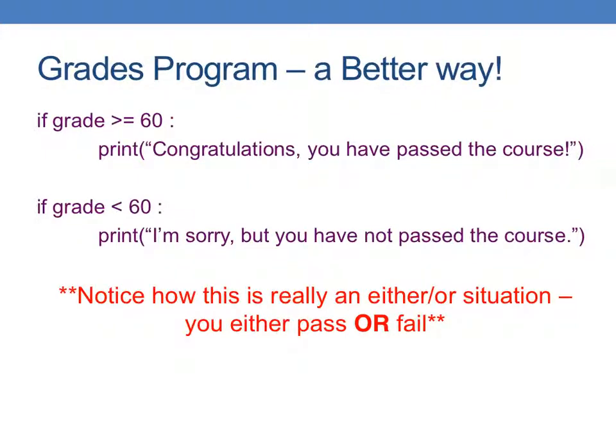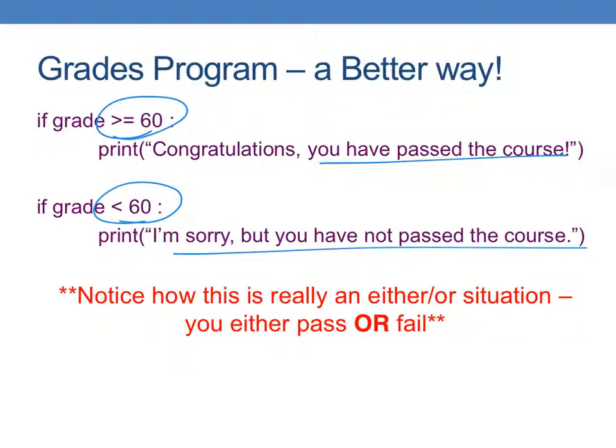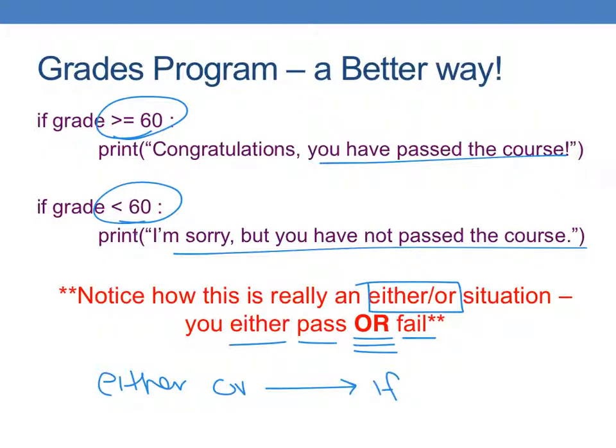So this is the grades program that we already wrote, and while this is functional code, it's really not the best. If you notice here, we have something printing you passed, and something very similar printing that you did not pass. So this is really an either-or situation. You either pass or you fail. If we have an either-or situation, this is where our if-else conditional blocks are a better choice, because they model: if this happens, do this, otherwise, run this code instead.